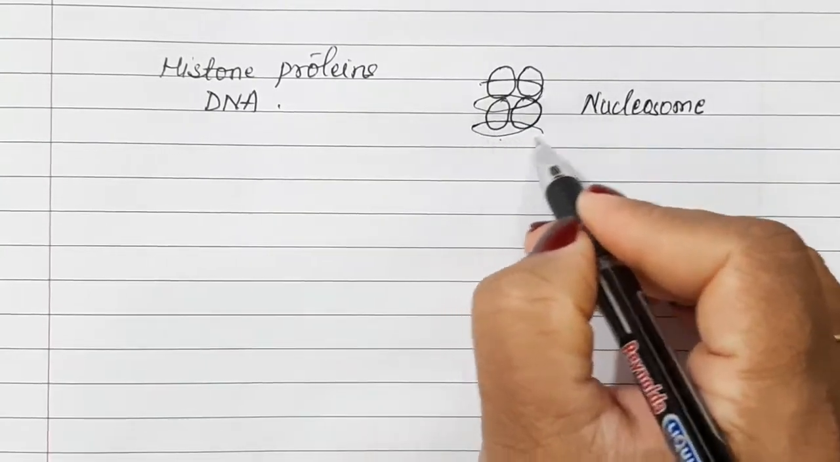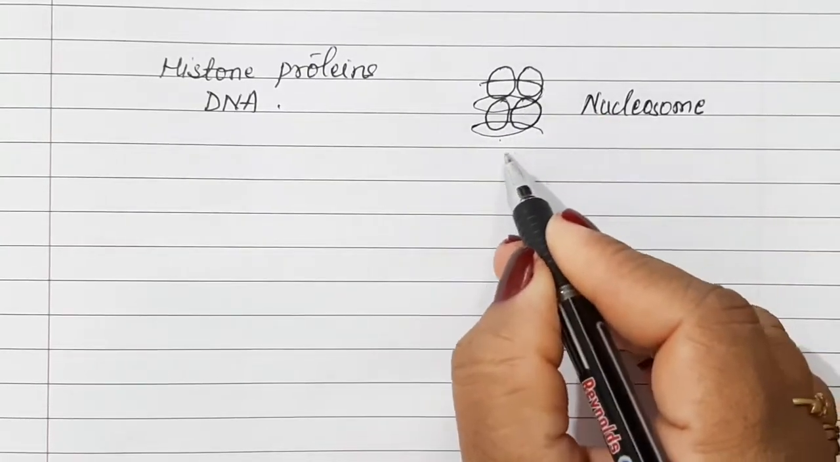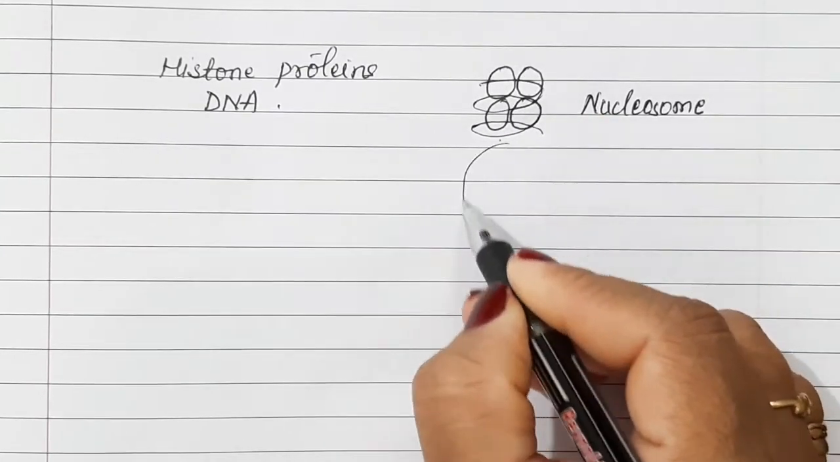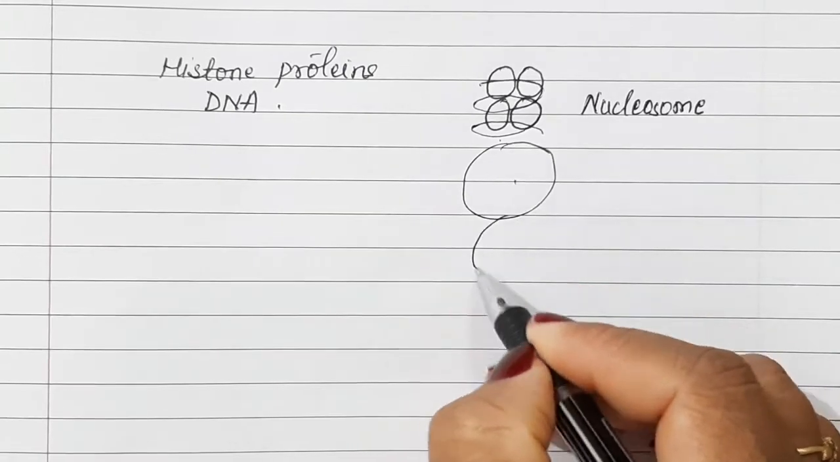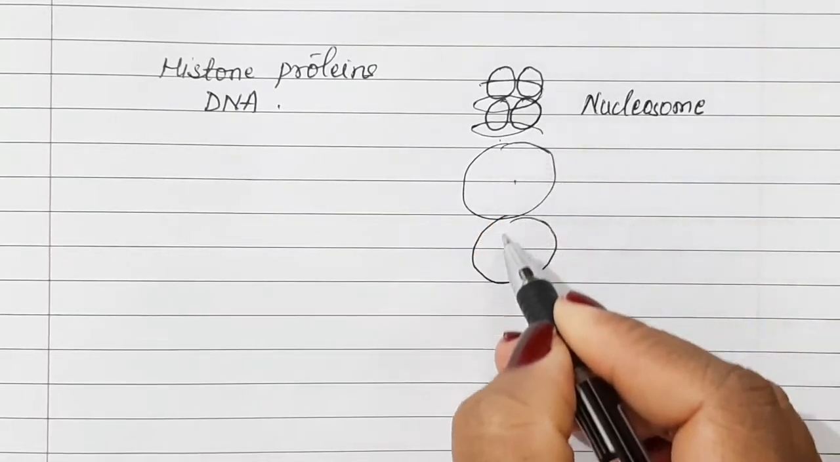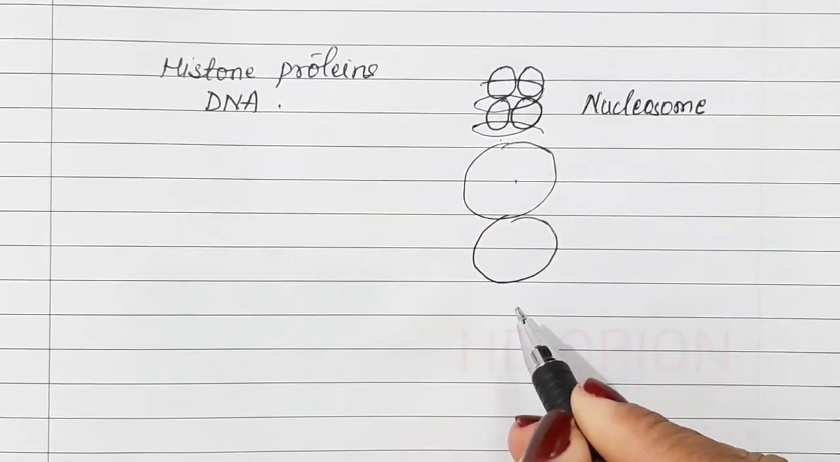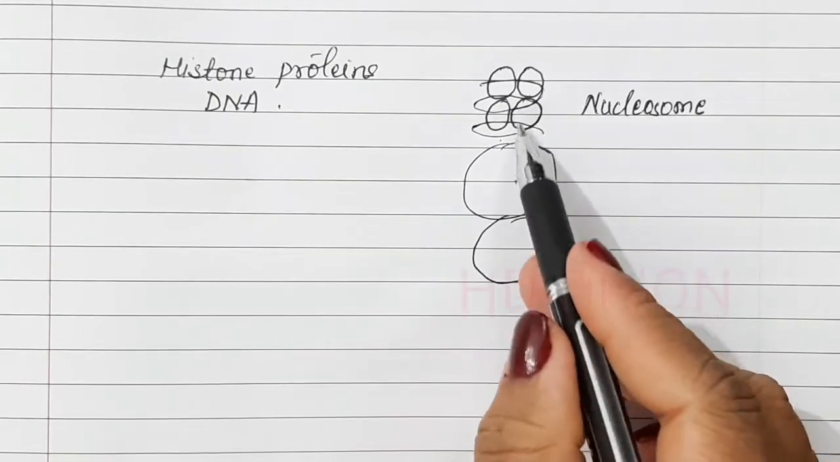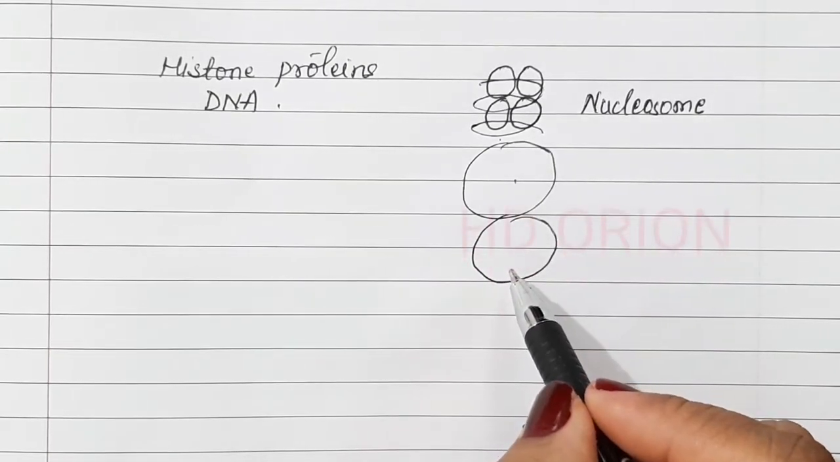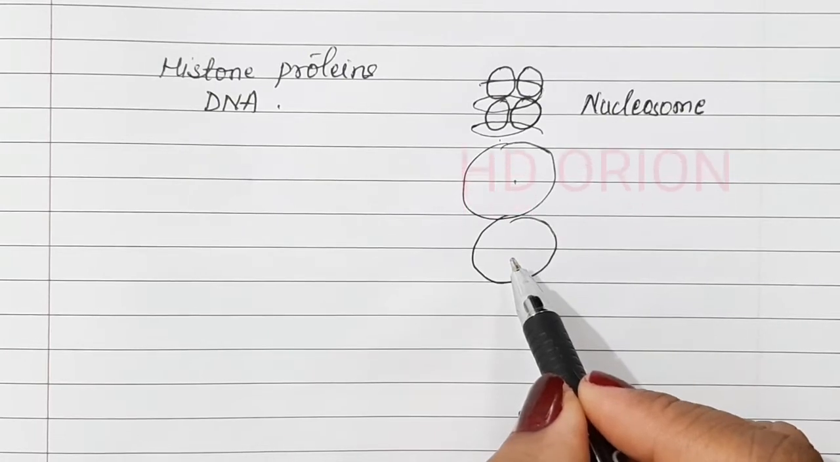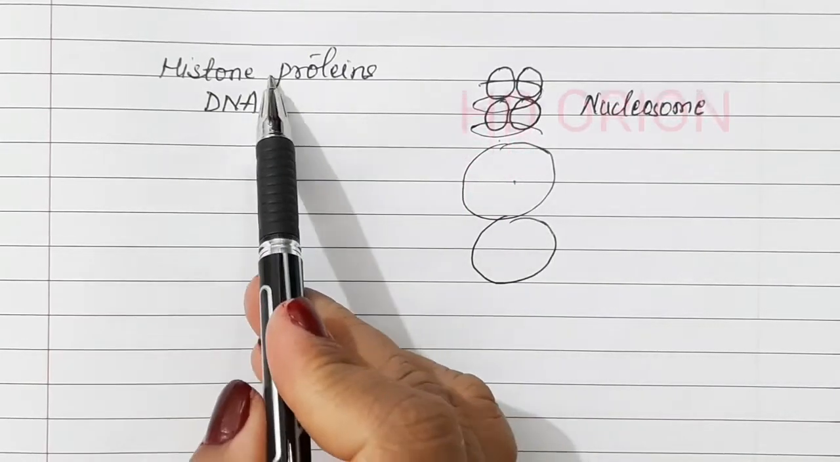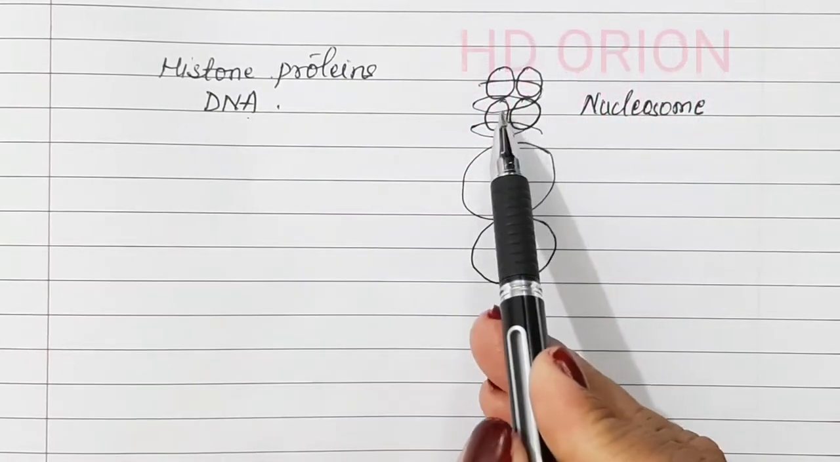So if I consider this as one nucleosome, there are many nucleosomes present in this manner, another nucleosome, and this is actually the chromatin reticulum, the chromatin thread. And this chromatin thread, when it condenses, forms the chromosome. So basically, what is a chromosome? A chromosome is an aggregation of histone proteins and DNA in a fixed pattern.